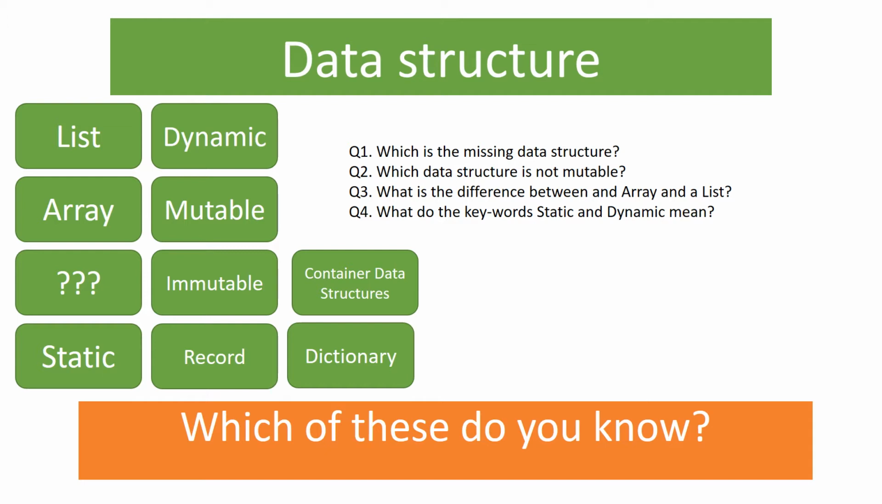Question 2. Which data structure is not mutable? Now that is also a tuple. A tuple, you can't change the values in a data structure. Question 3. What's the difference between an array and a list? Well, an array can only have one data type and is a fixed size, so it's static, whereas a list is dynamic and can change. And what do the keywords static and dynamic mean? Well, static means it can't change and dynamic means it can.